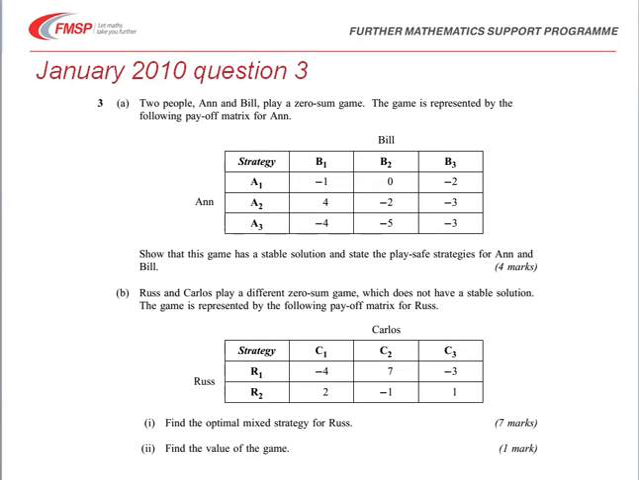In the second part of the question we have another game. This time it doesn't have a stable solution, and we have the payoff matrix for Russ. We're asked to find the optimal mixed strategy for Russ and to find the value of the game.